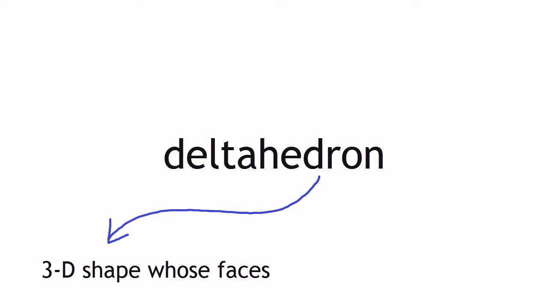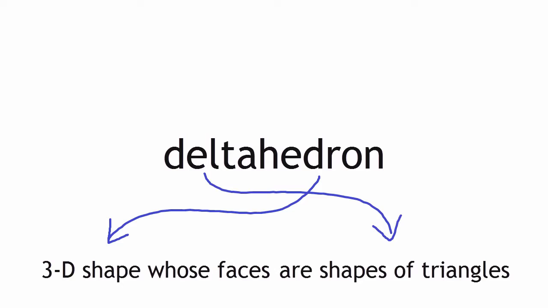So thinking along the lines of rhombohedron, the deltahedron will be a 3D shape which has got faces of a triangle, or faces like the letter delta. And not just any old triangle. For deltahedron, we're talking about faces that are equilateral triangles. So what about the next word, the word convex?